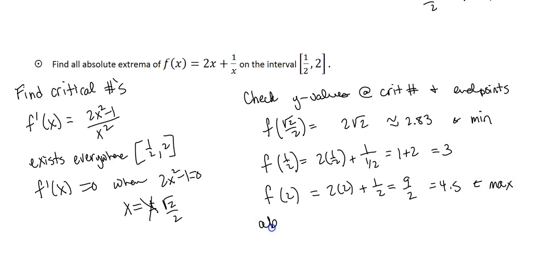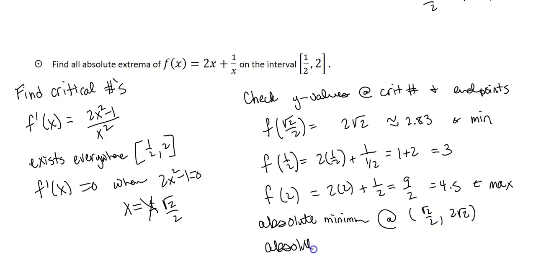So we have an absolute minimum at the point root 2 over 2, 2 root 2, and we have an absolute maximum at the point 2, 9/2.